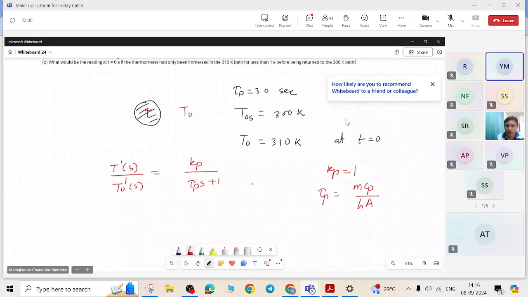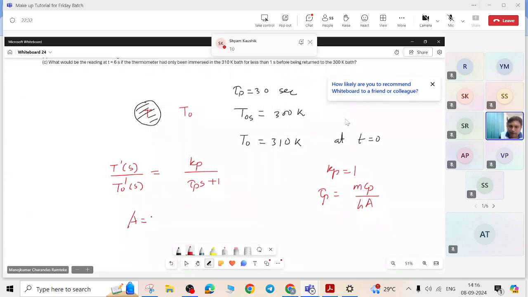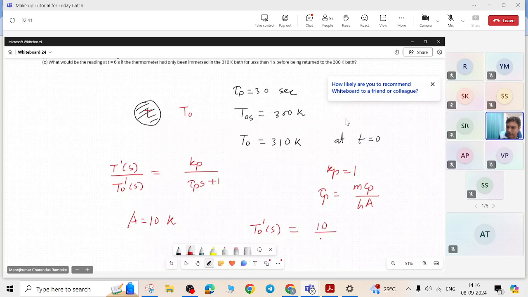Now, in this case, remember, initially T naught S was 300 and suddenly we have changed it to 310. Then we have kept T naught exactly at 310 for 30 seconds. So what is the magnitude of the step input in this case? The magnitude of the step input A will be 10 Kelvin. So T naught dash S will be given by 10 divided by S. Do you all agree?